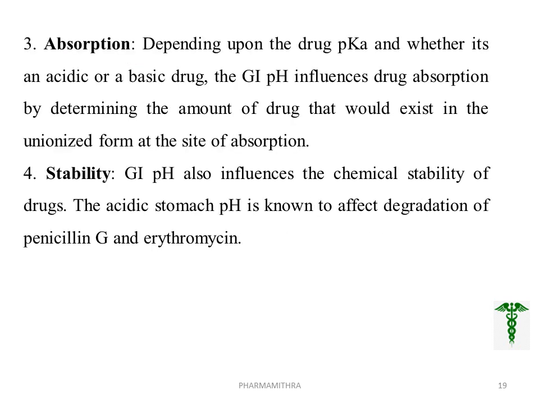Third way is by absorption. That is, depending upon the drug pKa, whether it's an acidic or basic drug, the GI pH influences the drug absorption. As we already discussed this topic in the absorption pH partition hypothesis. Fourth way of affecting is stability. That is, the GI pH also influences the chemical stability of the drug. That is, the acidic stomach pH affects the drugs by degradation. Example in case of penicillin G, erythromycin, etc.